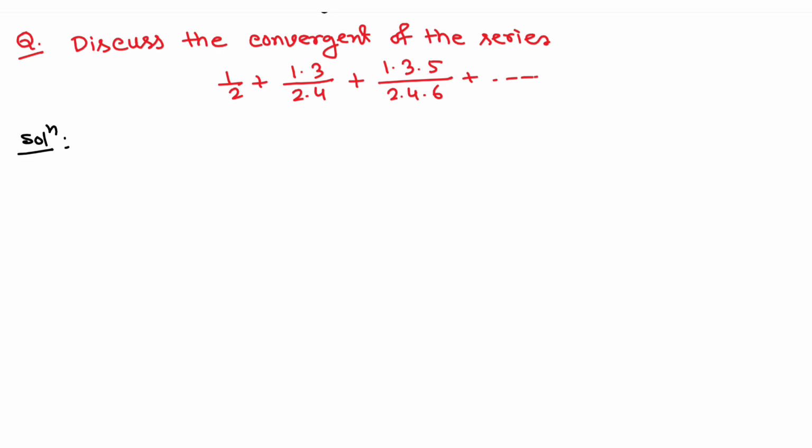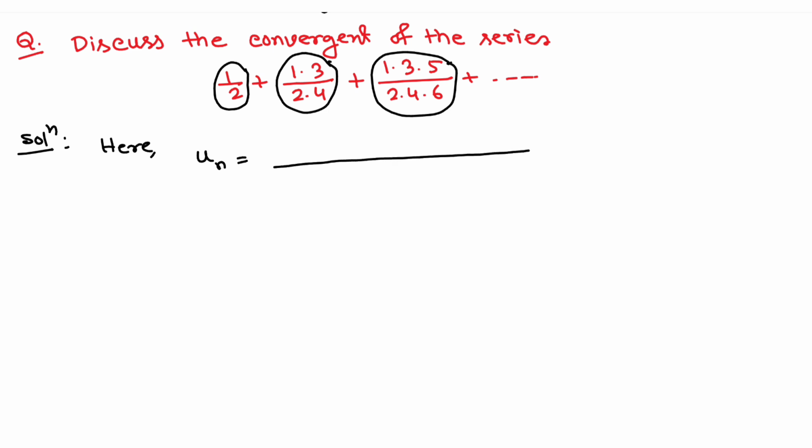First un. Here un equals, for n equals 1, we have only one term. N equals 2, 2 terms. N equals 3, 3 terms. So for n equals n, there will be n terms. Clear? Now first write the numerator. Numerator is 1, then 1 into 3, then 1 into 3 into 5. So un will be 1 into 3 into 5 into and so on.